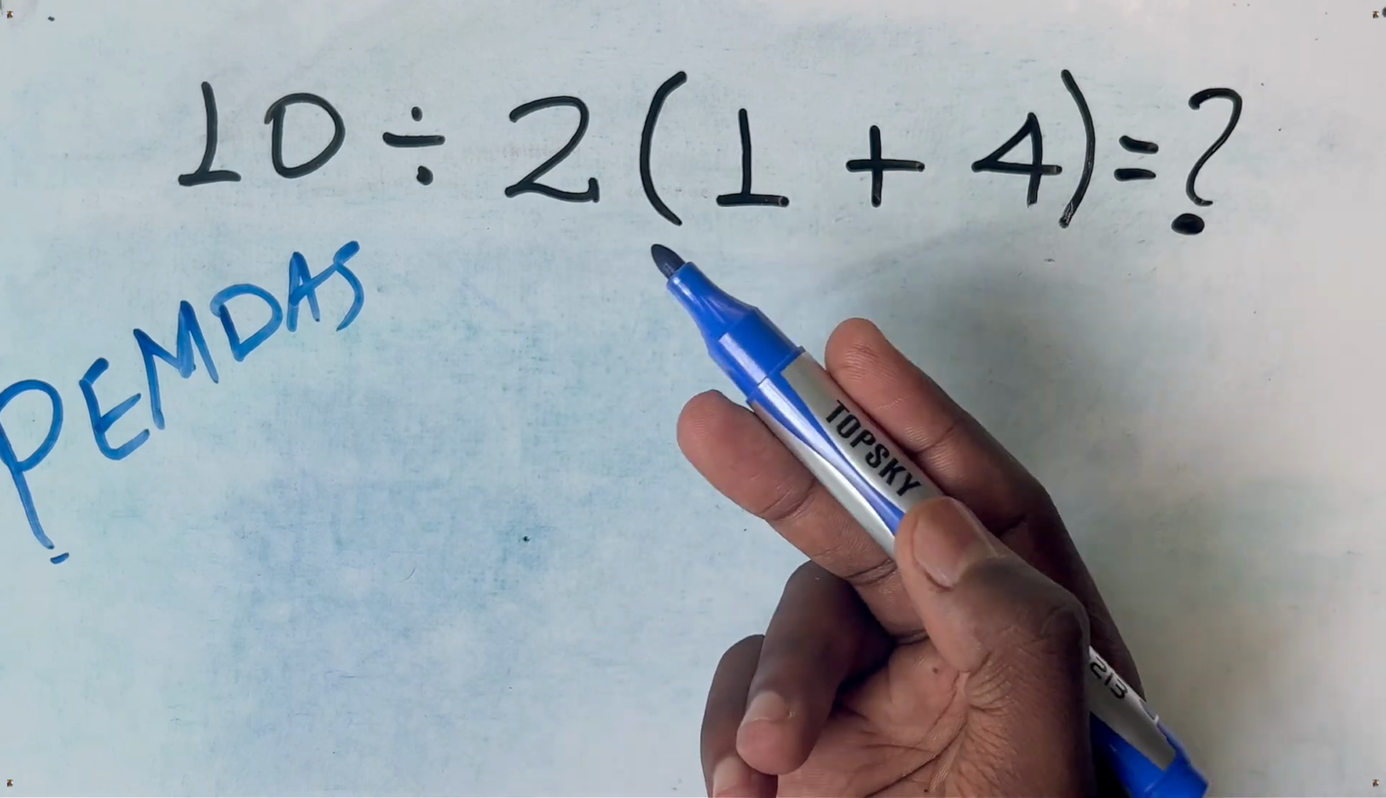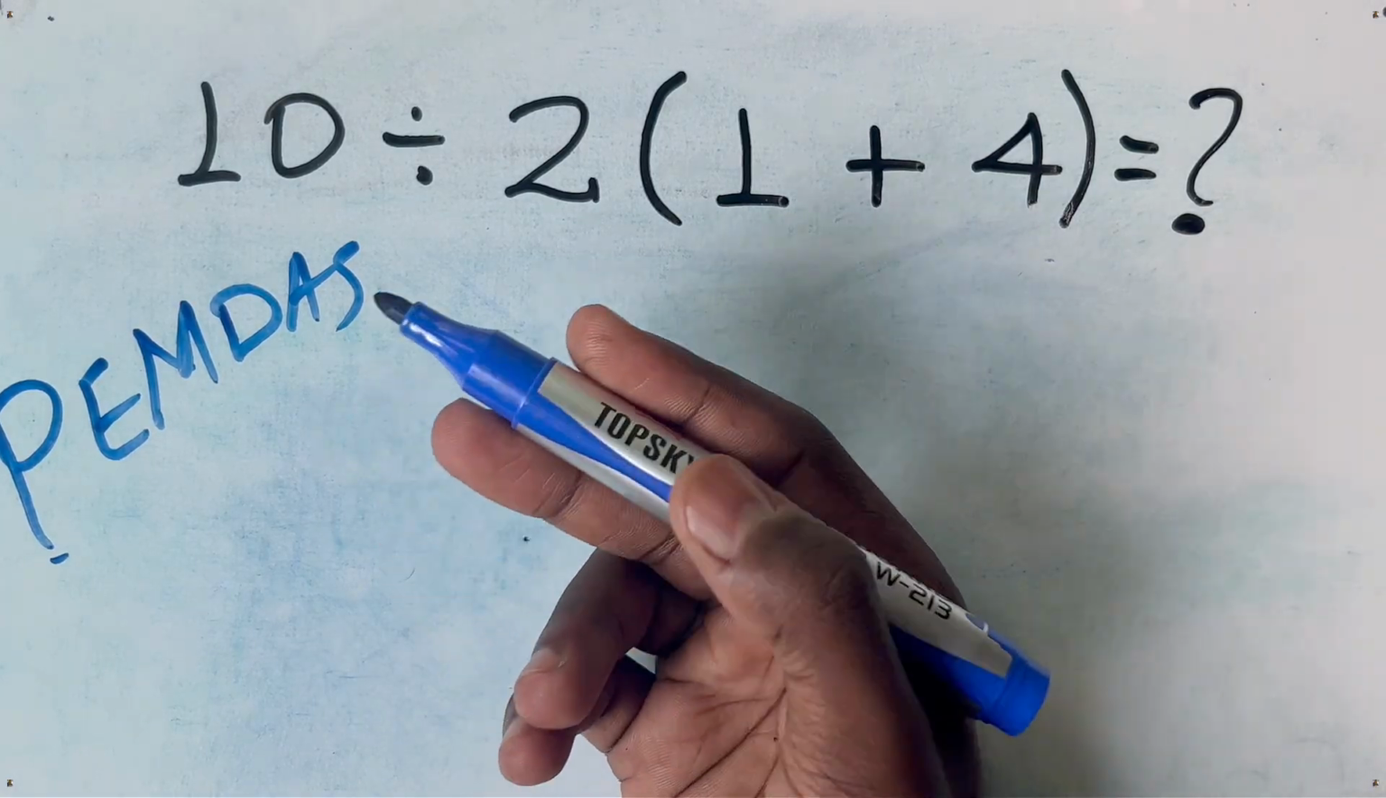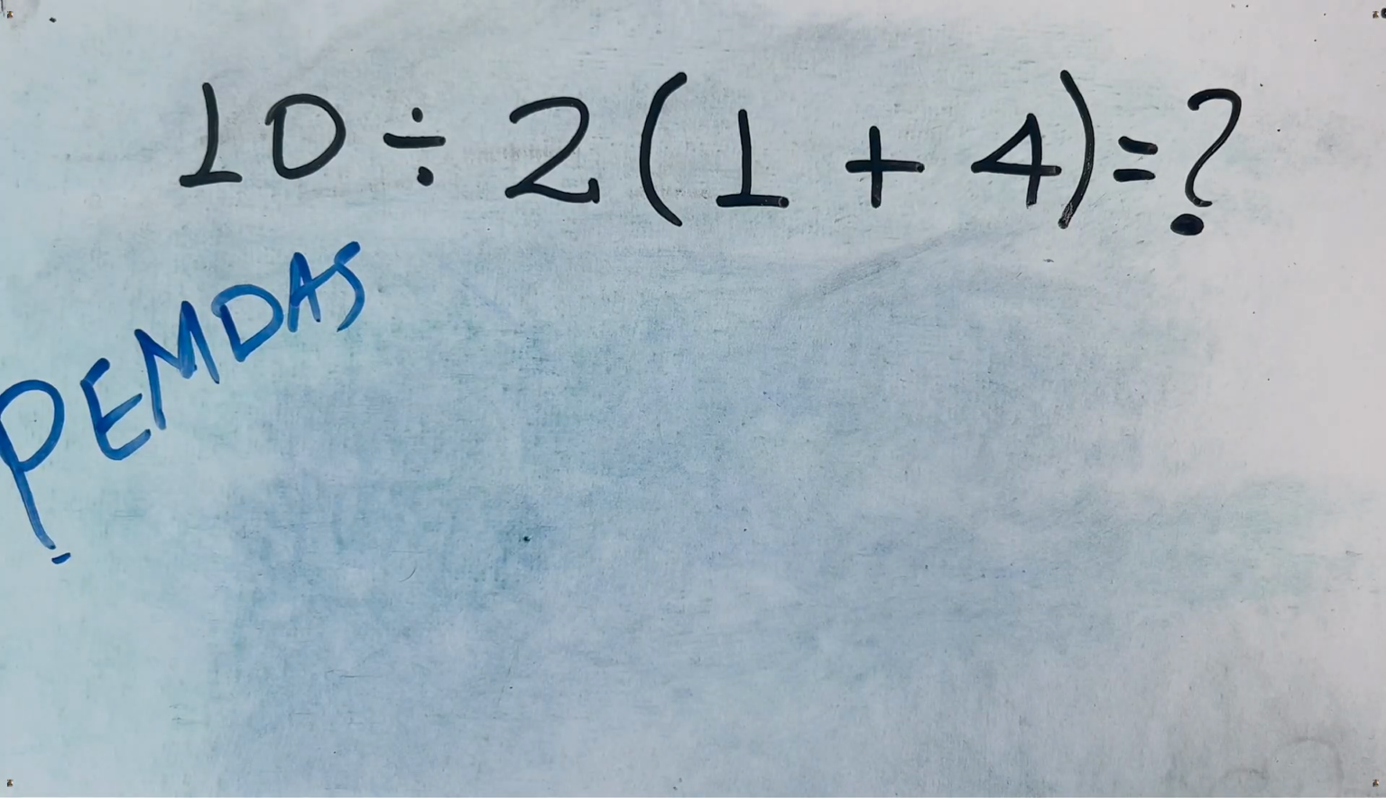from left to right. In this expression, we have one division, one multiplication, and one parenthesis. Inside the parenthesis, we have one addition. So according to PEMDAS, first we have to do the parenthesis, then the division, then the multiplication finally.